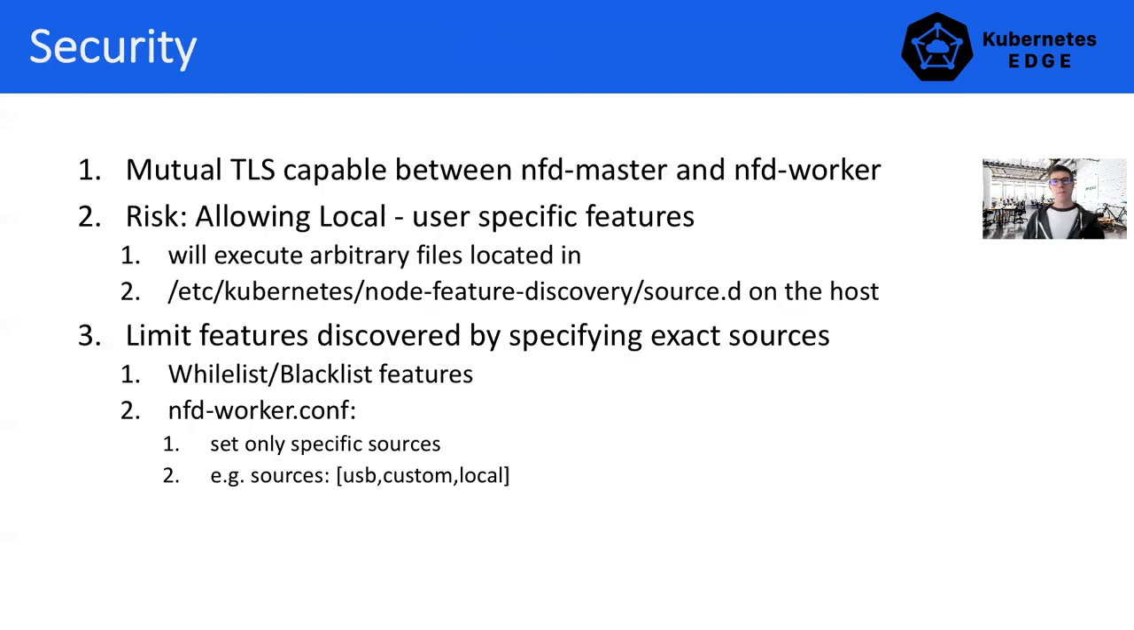I did want to also talk about security. With node feature discovery, it is currently possible to configure TLS between the node feature discovery services, between the master and the worker. So that's out of the box. That's a nice security enhancement that I have not yet enabled. As I was doing this, I believe that allowing that local user-specific capability, where I put a script into a directory and let it execute that directory, has some risk associated with it because it will execute anything in that directory. Now, it only executes it in the container.